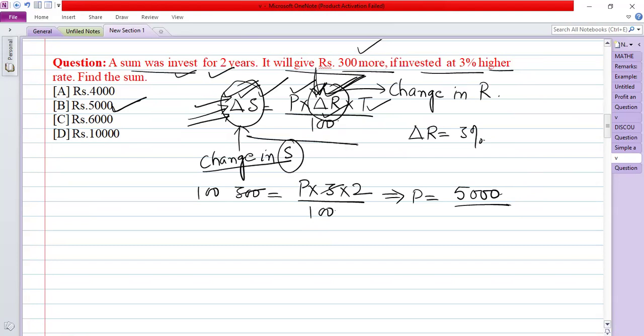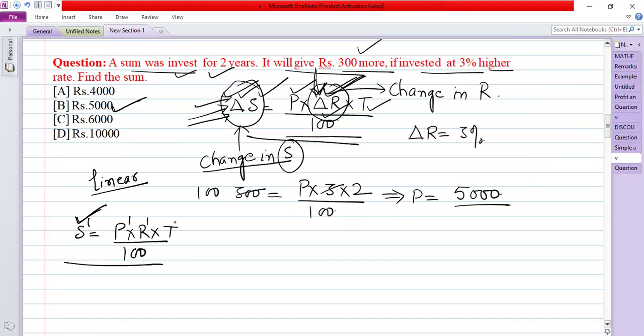Actually, the formula that I have mentioned here can be simply derived from the given formula, which was P into R into T by 100, that is the simple interest. This formula is linear in S, P, R, and T. What is the meaning of linear? It means that the highest degree of all these four quantities is 1.